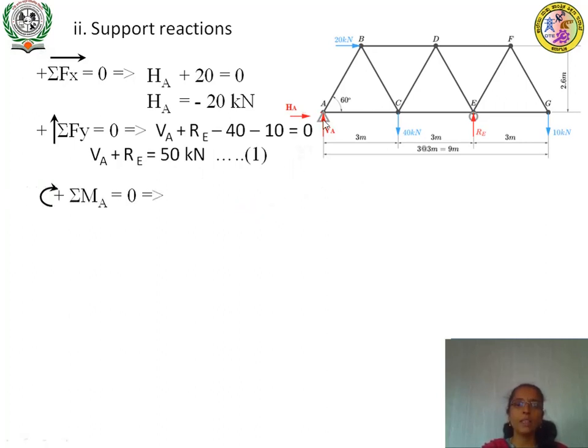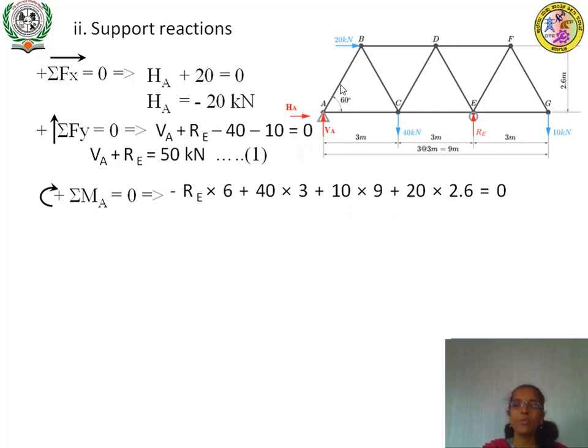Next let us apply sigma MA is equal to 0. Take moment of all the forces about A and equate it to 0. Let us apply it one by one. Minus RE, this RE is inducing anti-clockwise moment about A, therefore minus RE into 6 meter, 3 plus 3 is 6. Then this 40 is inducing clockwise moment about A, therefore 40 into 3, and then this 10 into again 3 plus, this is also plus, which is going to induce positive moment about A. Okay, clockwise, 10 into 9, 3 plus 3 plus 3, 9 meters.